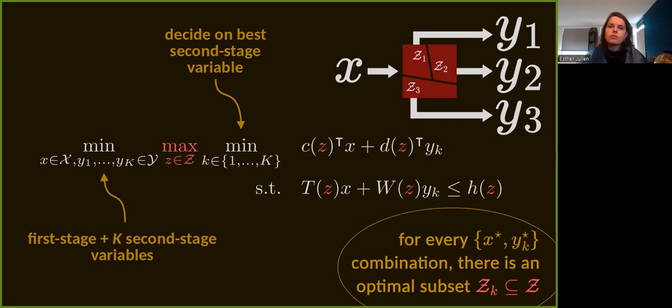And then note that for every optimal X and YK combination, there is an optimal subset ZK in Z, the uncertainty set. So what the K-adaptability branch and bound algorithm does is iteratively splitting this uncertainty set and then finding the best X and YK for each of these subsets.